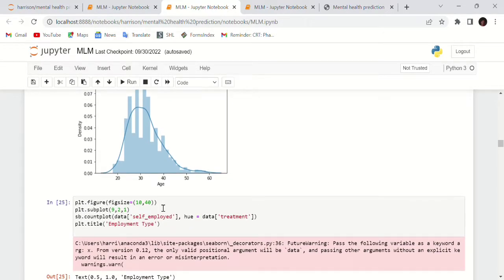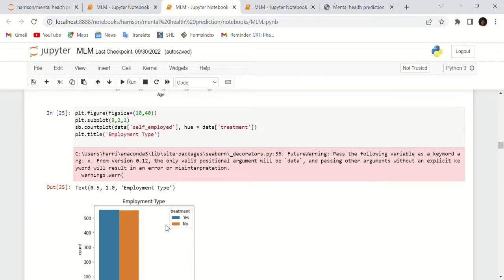And then bivariate analysis. We use bivariate analysis to find the relation between two features. Here we are visualizing the relationship of various features with respect to treatment, which is our target variable. Employment type and treatment. We observe that though there is a vast difference between people who are self-employed or not, the number of people who seek treatment in both categories is more or less similar.